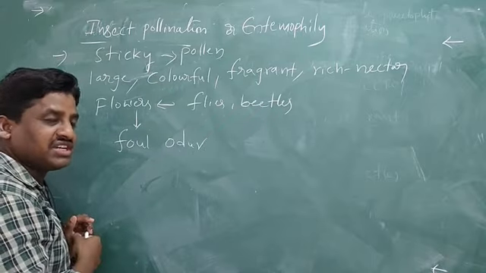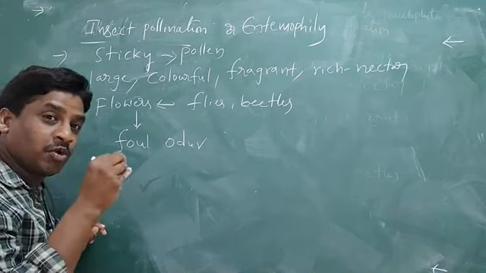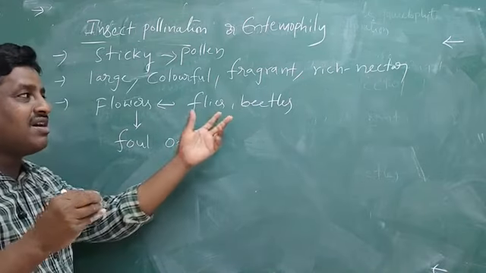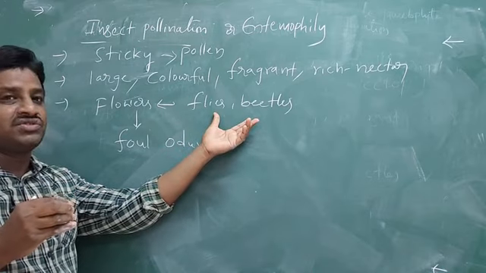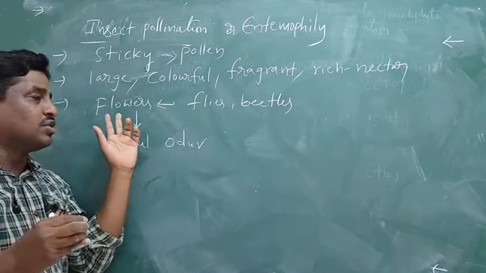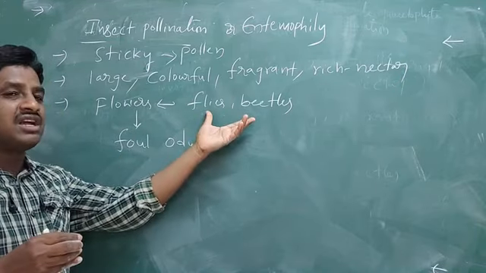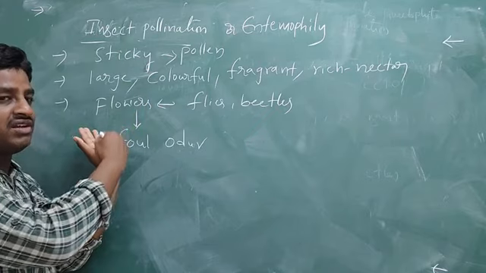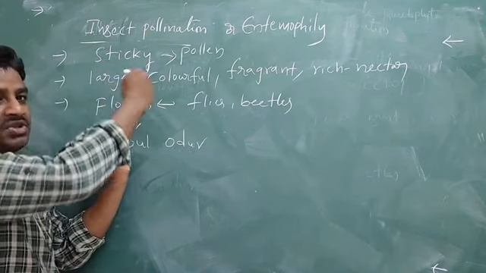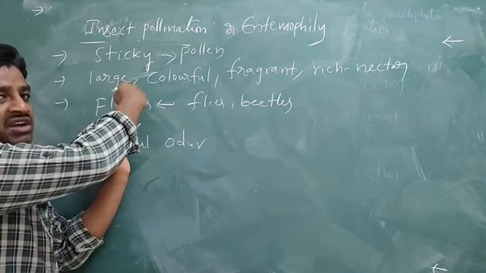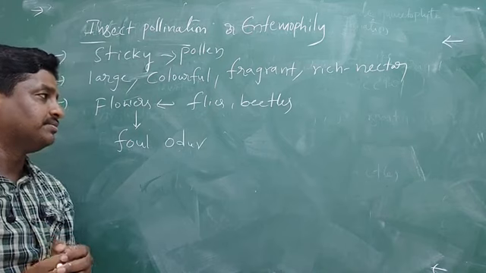How does pollination occur? The outside of these flies' and beetles' bodies contains pollen grains. Whenever such flies and beetles are attracted to this odor and land on this flower, what will happen? The pollen grains reach the stigma. That means they get attached to the stigma. So automatically the pollination is achieved.